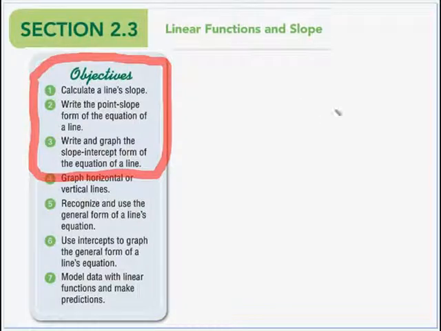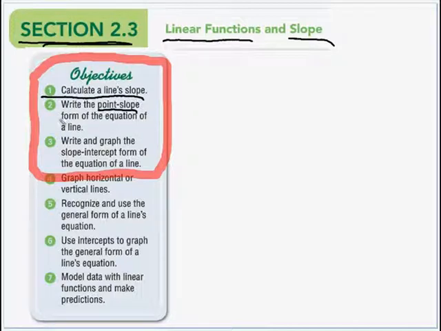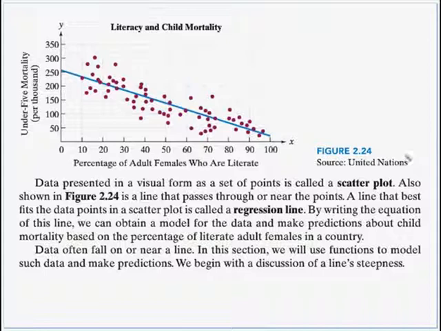Okay, in this video we are going to start section 2.3, and that's covering linear functions and slope. And we'll get through these first three objectives in this video. We'll calculate the slope of a line, write the point slope form of the equation of a line, and write and graph the slope intercept form for the equation of a line. Each of these you have seen before in probably Algebra 1 and Algebra 2, so nothing too drastically new here.